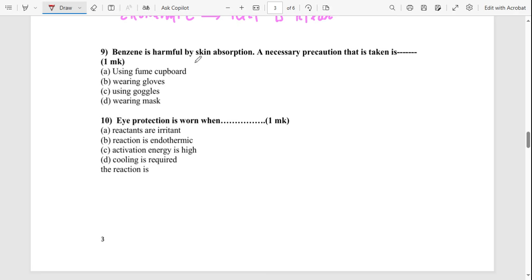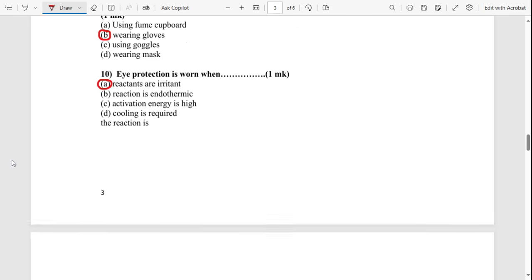But here you are talking about something that is harmful to the skin. And then wearing gloves, this is going to help because when you wear gloves and your substance is harmful to the hands, it can be absorbed by the gloves and then it will not be able to harm you. Using goggles is for those that irritate the eyes, and wearing a mask is also for those that maybe are going to irritate the nose. They have got a bad smell. Eye protection is one when reactants are irritants. I already mentioned this, isn't it? That's why we wear goggles for things that are irritant to the eyes.